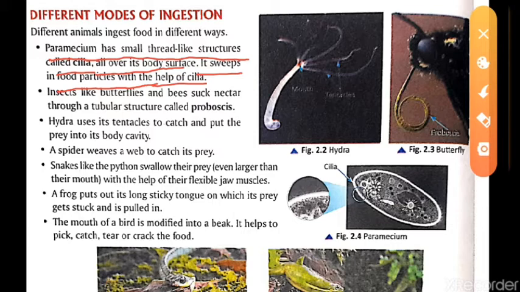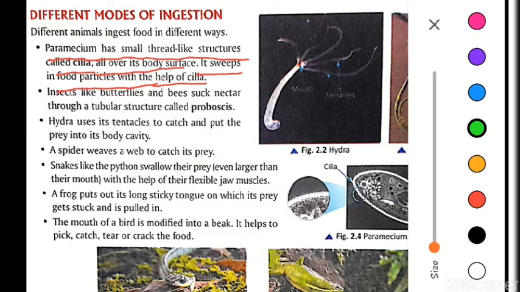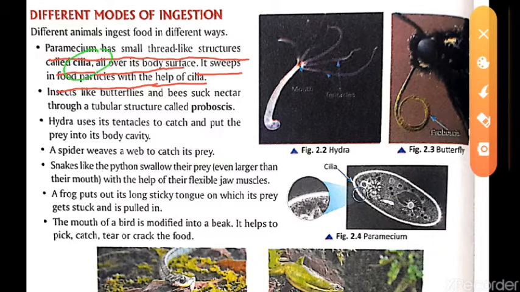They have the thread-like structure that is called cilia. Now what is cilia? In this picture you can see small thread-like structures on the whole body. The image is not so clearly visible, but I'm just drawing it over here. So on the whole body it has small hair-like structures called cilia. With the help of cilia they engulf the food particles on this side. So this is about cilia.